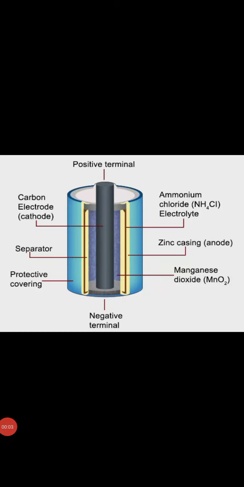Now, students, today we will do commercial cells or batteries. Commercial cells or batteries are of two types: one is the primary cell, and the other is the secondary cell. For the primary cell, you can see the dry cell, the picture is in front of your screen.